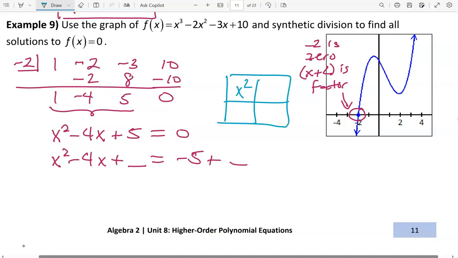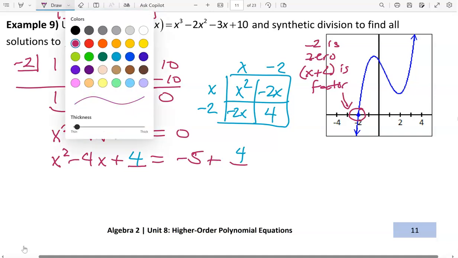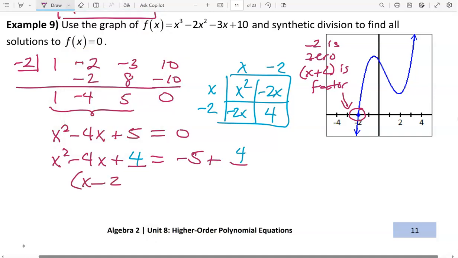X squared, splitting the middle term into 2 equal pieces, minus 2x and minus 2x. That suggests factors of x minus 2 and x minus 2. Negative 2 times negative 2 is positive 4, completes the square. And that means that the trinomial can be re-expressed as x minus 2 squared, and negative 5 plus 4 is negative 1. Taking a square root, x minus 2 must be positive or negative i, and so x is 2 plus or minus i.